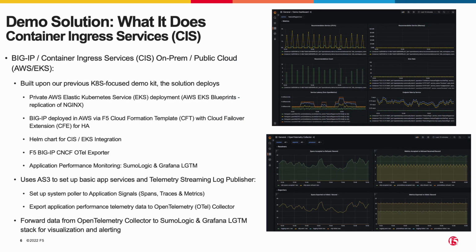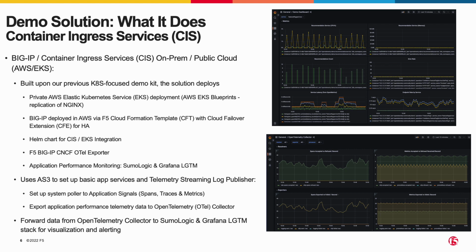For the Big IP Container Ingress Services, or CIS, use case, this demo kit does the following. It leverages our previous Kubernetes-focused demo kit to deploy NGINX in AWS Elastic Kubernetes Service, or EKS. It deploys Big IP in AWS using a CloudFormation template with F5's Cloud Failover extension for high availability. It uses a Helm chart to enable CIS within EKS, sets up a F5 Big IP Open Telemetry Exporter, and it sets up Sumo Logic and Grafana application performance monitoring solutions.